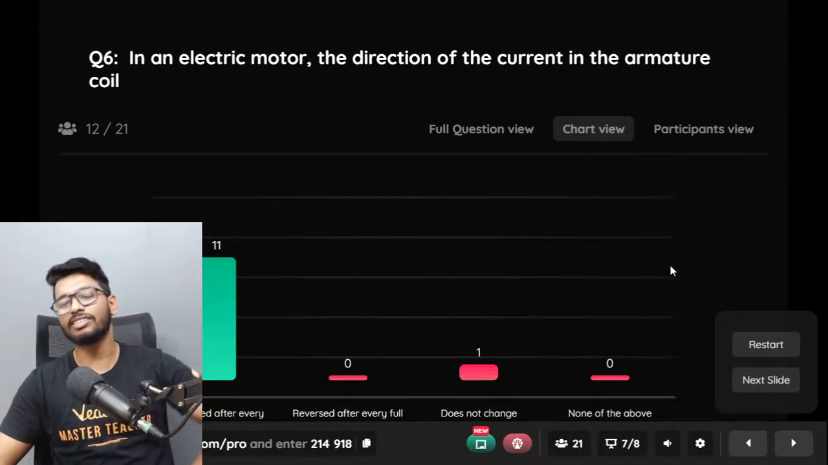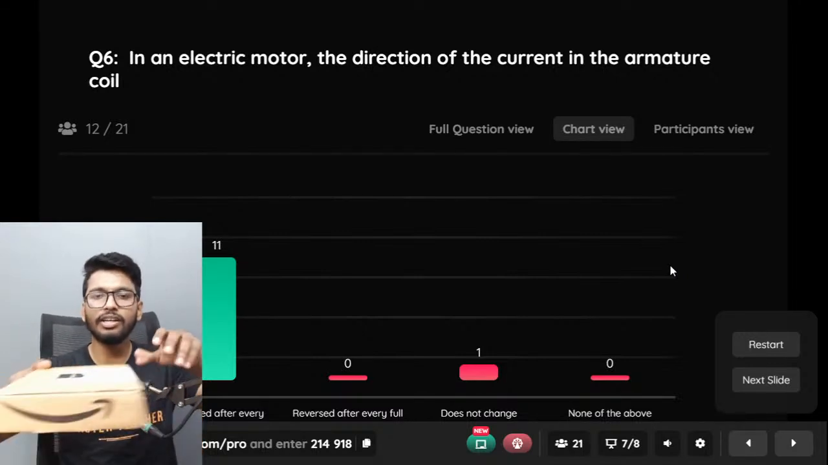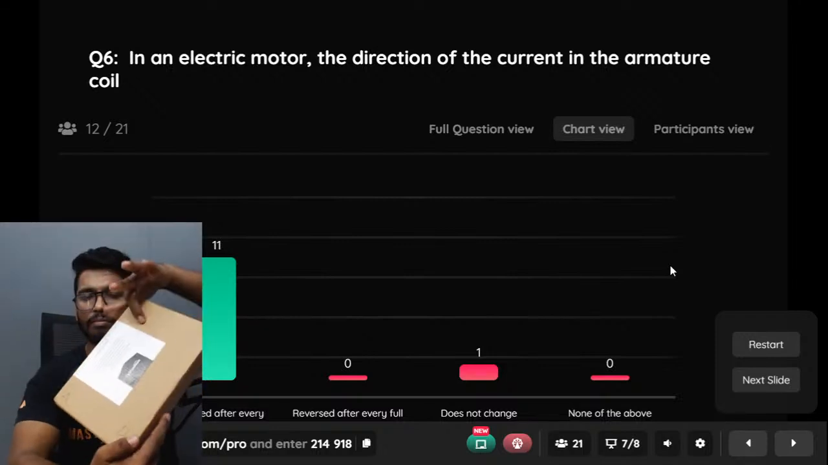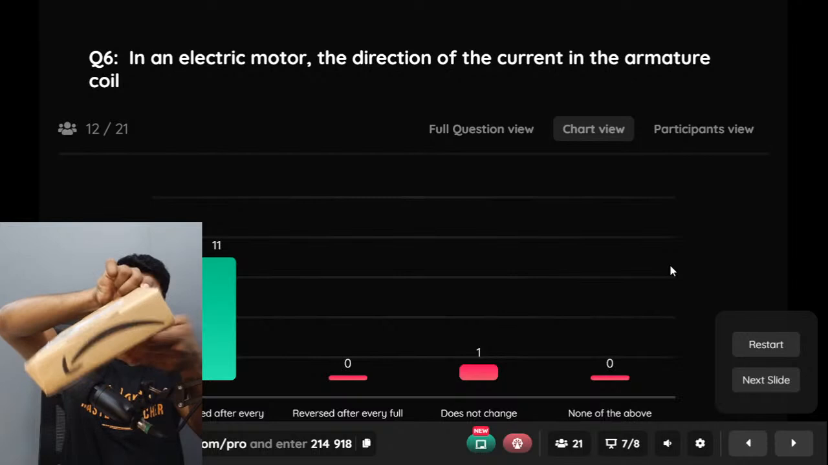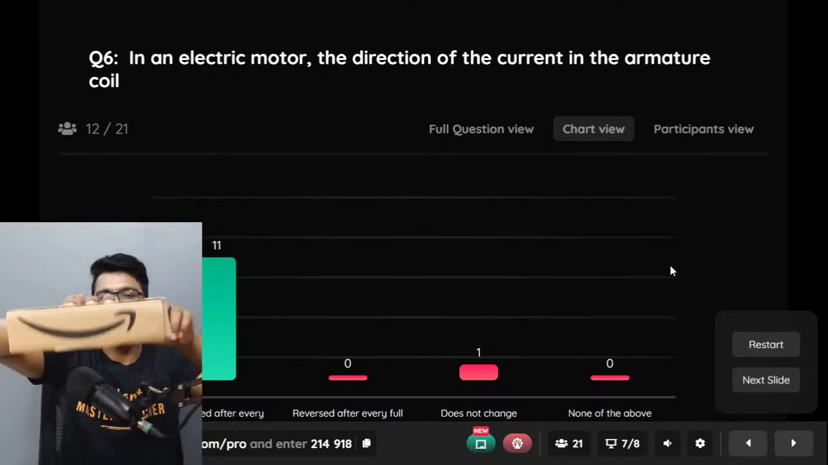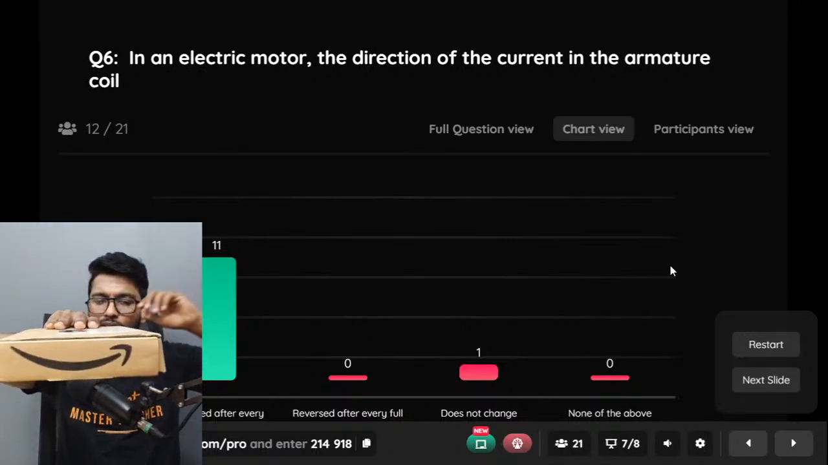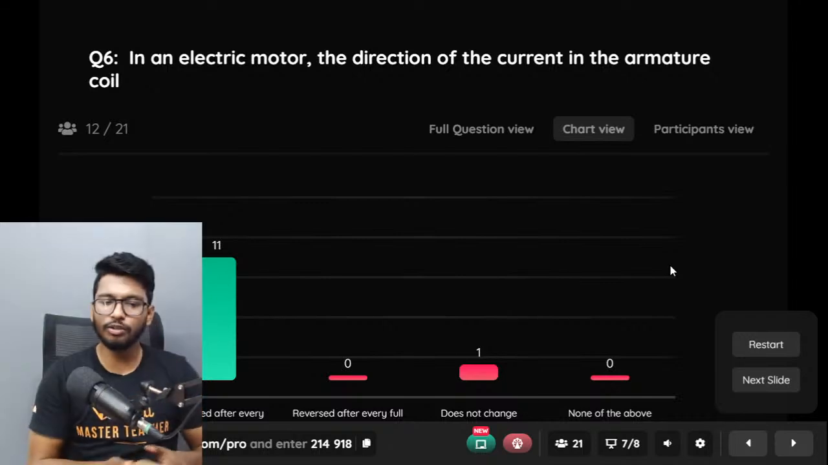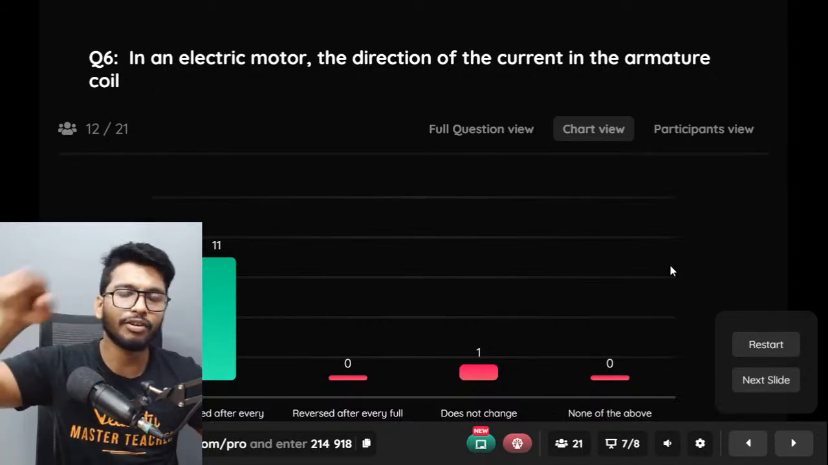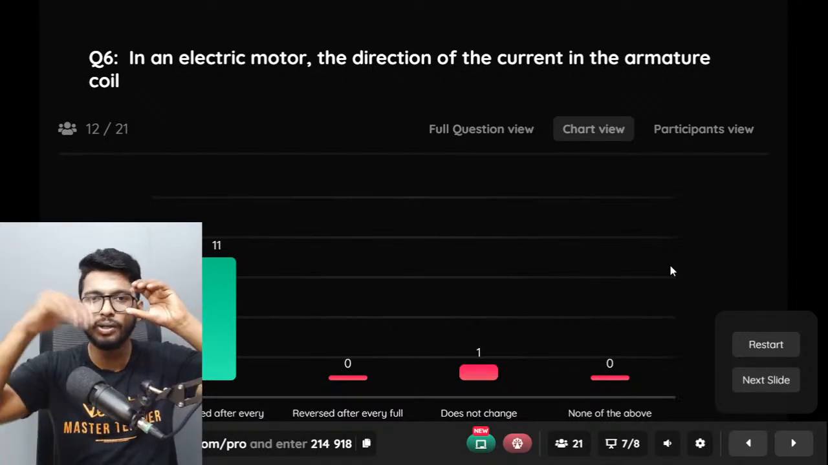But yes, guys, it reverses every half a rotation. Again, for all those who are a little confused about this one, this is A, B, C, D. I hope you can see it. This is half a rotation. This is a complete rotation. After one full rotation, the direction of current gets back to how it was originally. But half a rotation is where the direction of current changes. So please do remember that. Half a rotation, the direction of current changes. Full rotation, it'll go back to how it was originally.